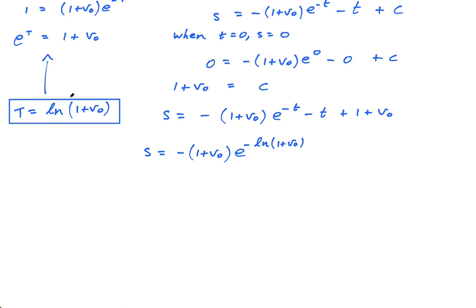Again, guys, I don't need the modulus signs because it says at the start v is greater than negative 1. So this is going to be positive anyway. Minus t is again this, so it's ln of (1 plus v0), plus 1 plus v0. Okay, nearly there. This is a little bit complicated.